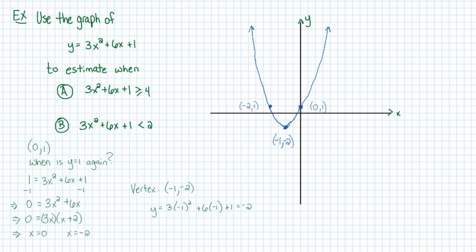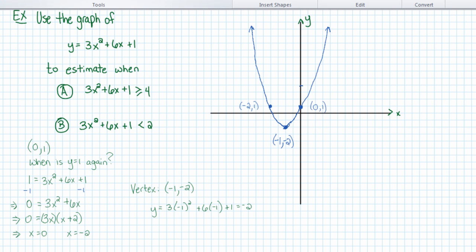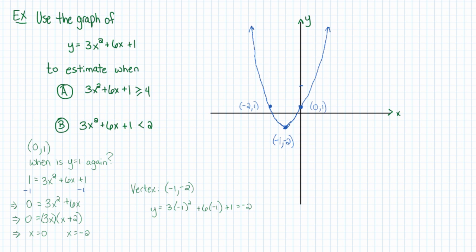Now the first part of this question is, when is this parabola above the height of 4? Well, let me draw in the height of 4. Here's the height of 1, 2, 3, and 4 is right here. And I'll draw that in as a dashed line. Maybe I'll use a gray dashed line. I don't know if that's visible. Oh yeah, that's perfectly visible to me. So here we go. So that's the height of 4.